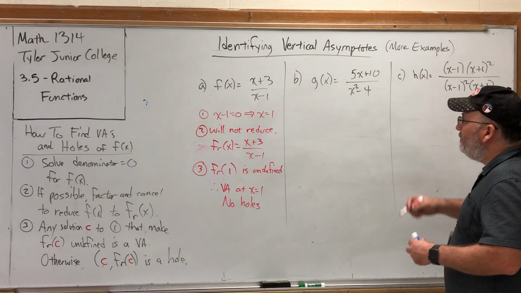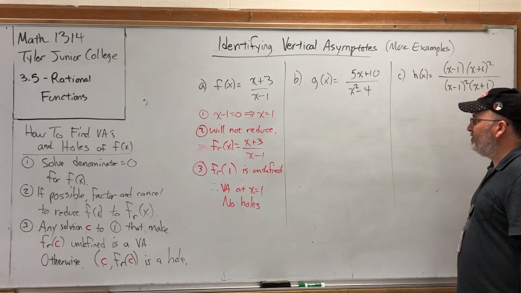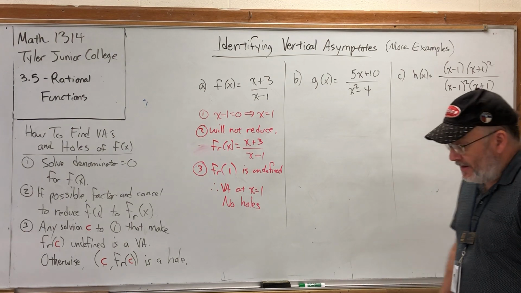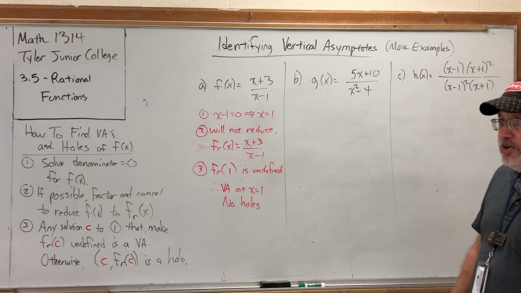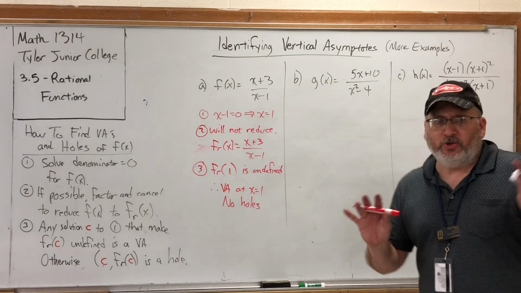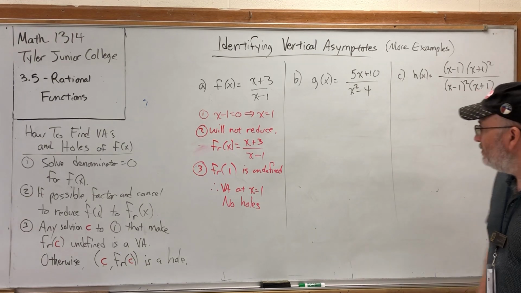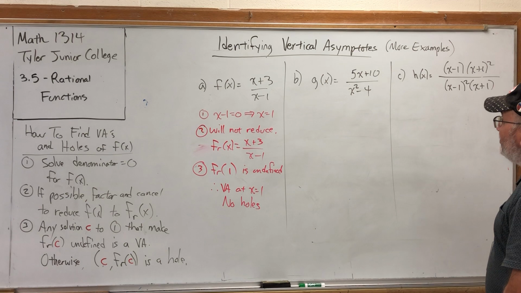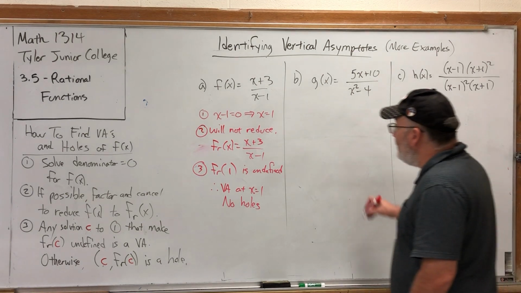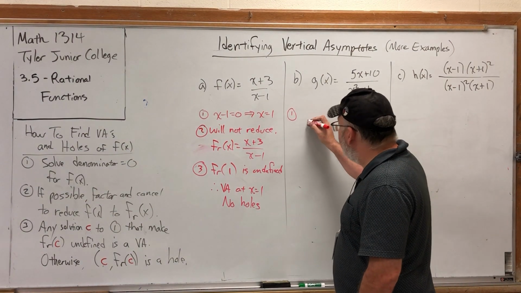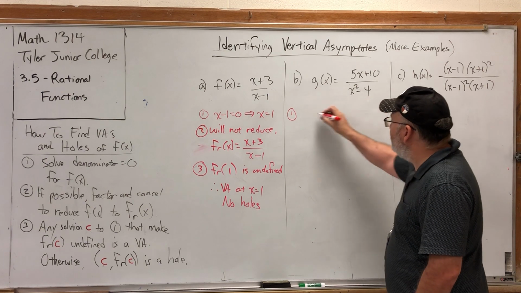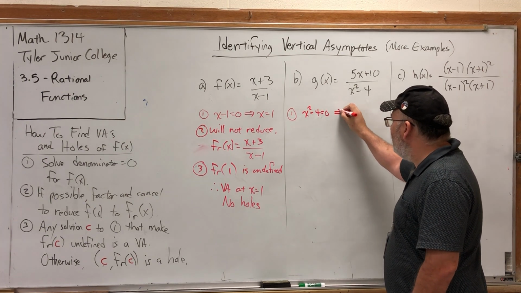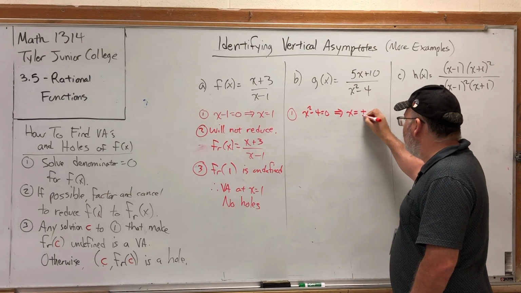For part B, g of x equals 5x plus 10 over x squared minus 4. By the way, you can always pause and try problems on your own, even if I don't say, now's a good time to pause and try to work this. But you might want to on this one. For g of x, same steps. Start by solving the denominator equal to 0. x squared minus 4 equals 0. If you solve that, you'll get x equals plus or minus 2.